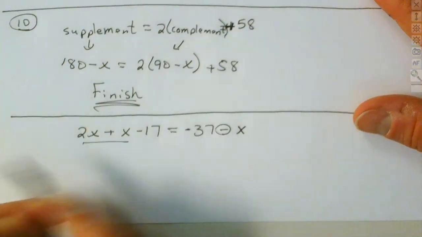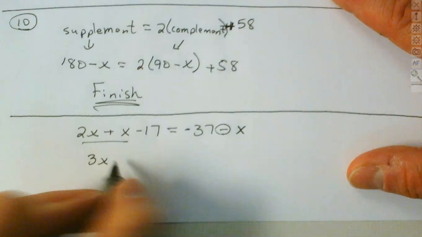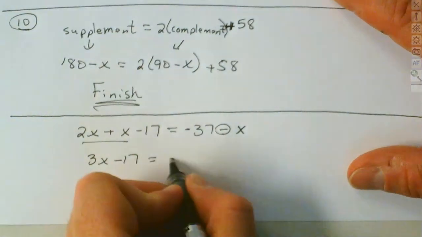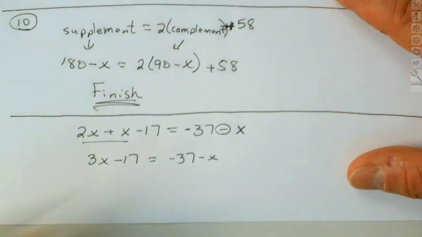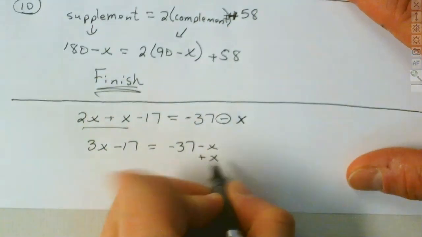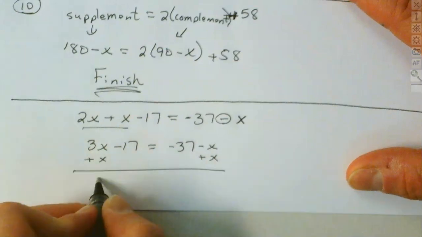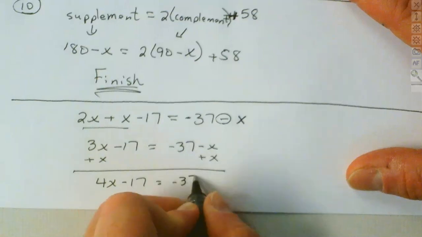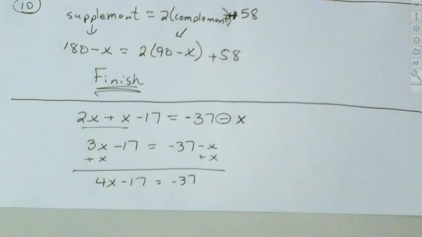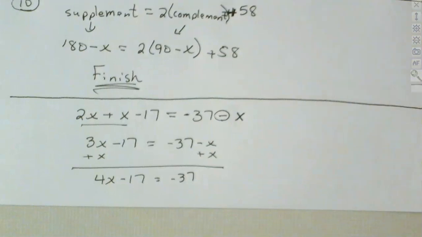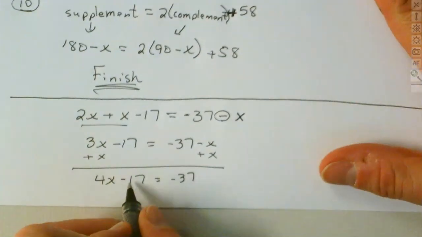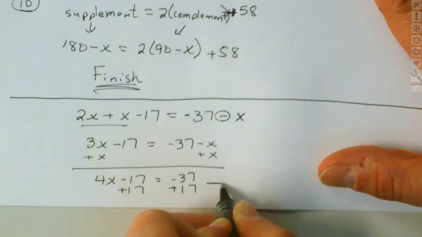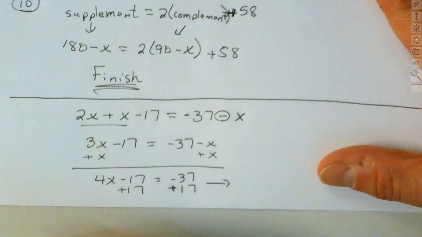So I'm going to combine those together. That makes it a 3x minus 17. The other side, we've got a minus 37 and a minus x. Okay, so I'm going to add my x over. And that makes it 4x minus 17 equals a minus 37, right? We're almost finished. What would I do next? That 17 needs to be moved over, so let's add it. And what do I have left now?